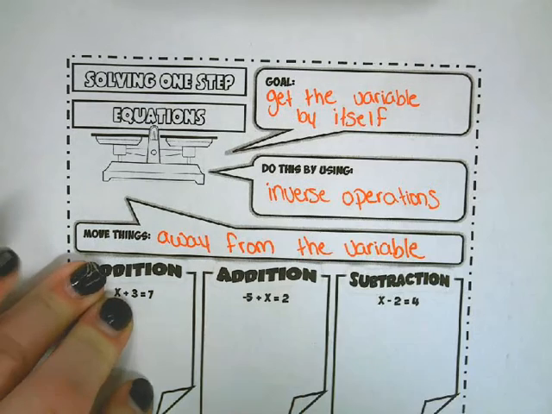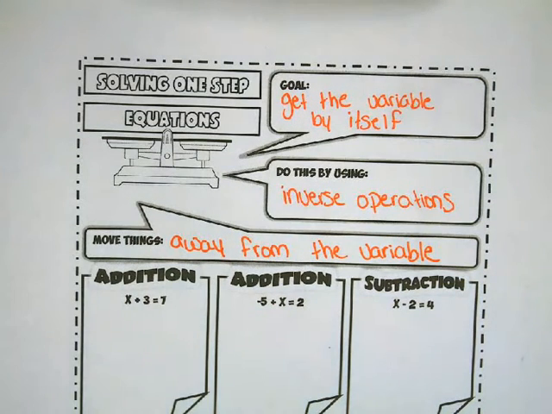So what's a variable? This is twice I've said variable, but if we don't know what it is, okay, your variable is your letter or your unknown. Okay, so remember our goal is to get the variable by itself. We're going to do that by using inverse operations, and we're going to move things away from the variable.